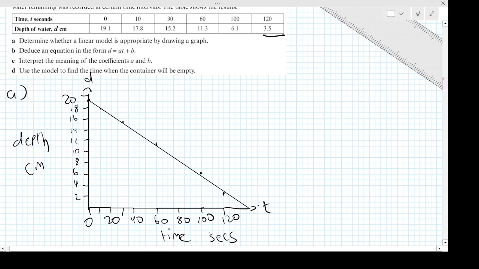A linear model is appropriate. So can we link the time and the depth by a linear equation? So D is sort of, well, not mx plus c, but mt plus c. And that means, is it a straight line that connects the points? Well, yes, it is. It's not perfectly a straight line. For example, this point down here is a bit below the line, but all points are very, very close to the straight line, right?